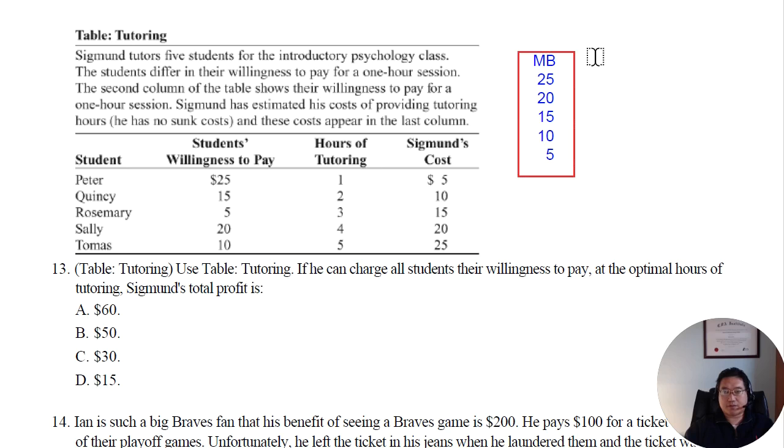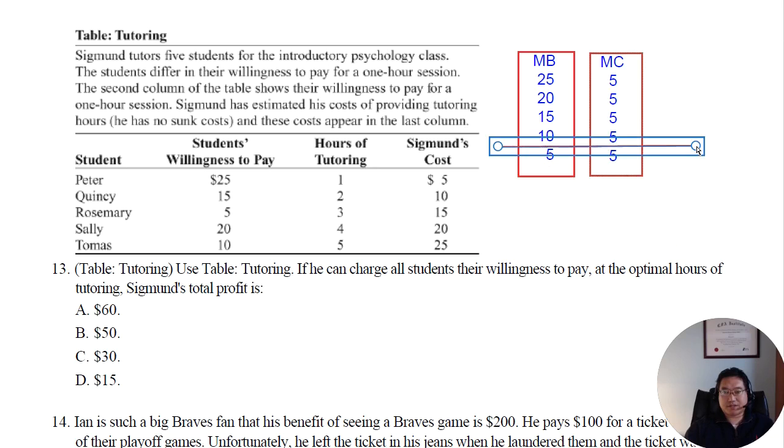And now let's look at the marginal cost. What is the marginal cost for Sigmund? Do you see it? It's actually just 5 all the way down. The first unit costs him $5. Second unit costs him $5. Fourth and the fifth. So, what is the optimum? I will say the optimal quantity to offer in the marketplace is just 4 lectures.